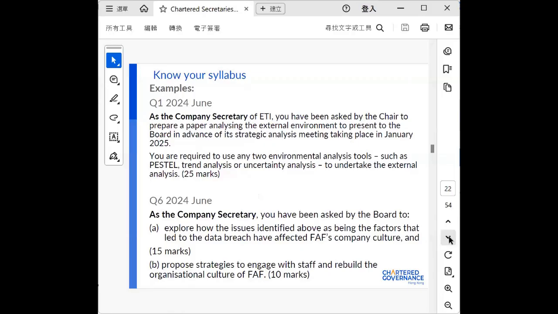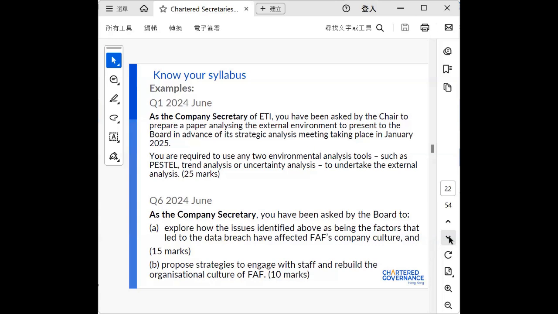You can see that in various questions, they ask about your role as a company secretary. As you can see in 2024 question 1, it says, as a company secretary, you've been asked to prepare a lot of things, right? PESTLE analysis and environmental analysis. So you're given a scenario, and you have to apply the PESTLE analysis to the scenario as a company secretary.